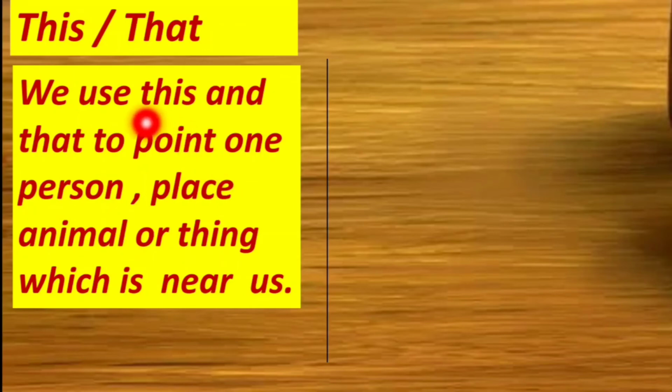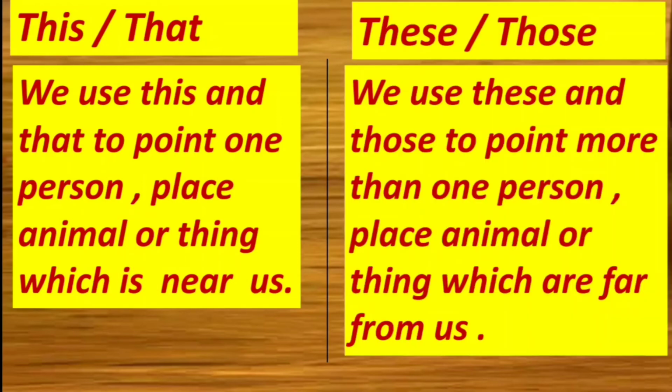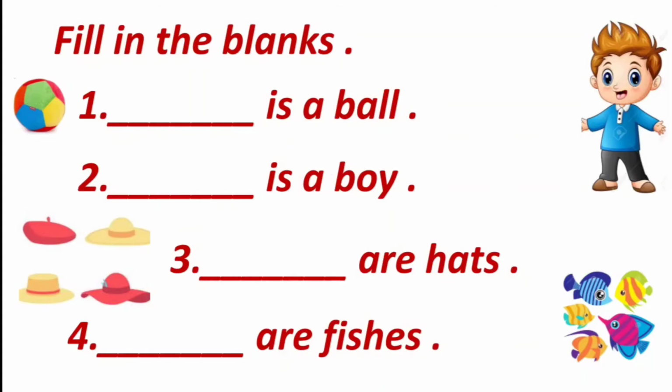It means till now we learned that we use this and that to point one person, place, animal or thing, or naming words which are near or far from us, and we use these and those to point more than one person, place, animal or thing which are near or far from us. Let us solve one example or question to revise it. Here in this, fill in the blanks.